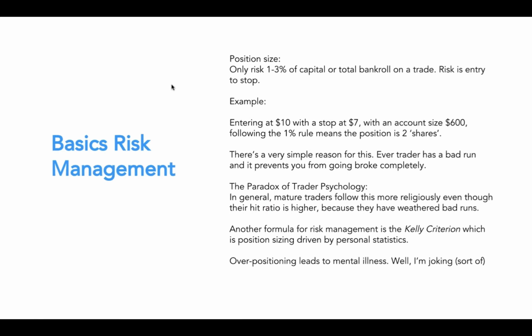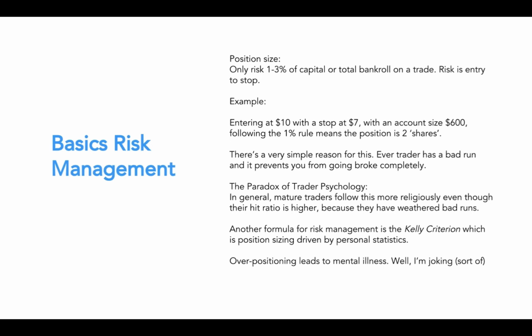So, basics of risk management. I mean, there's a lot to this. This is my take, but every single trade you have should only risk 1 to 3% of capital. 1% is the careful version. I tend to personally move to 3%. You could say capital or total bankroll. Bankroll is kind of the gambler's term. And this is entry to stop, in my point of view. So for example, if you enter a $10 trade with a $7 stop with an account size of 600, the 1% rule means you're positioning about 2 shares, so to speak.